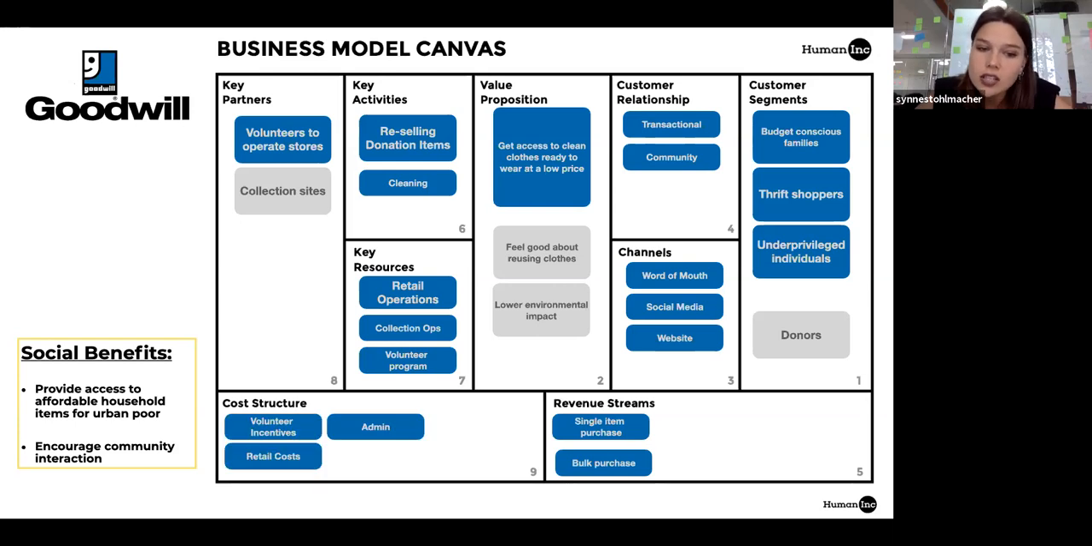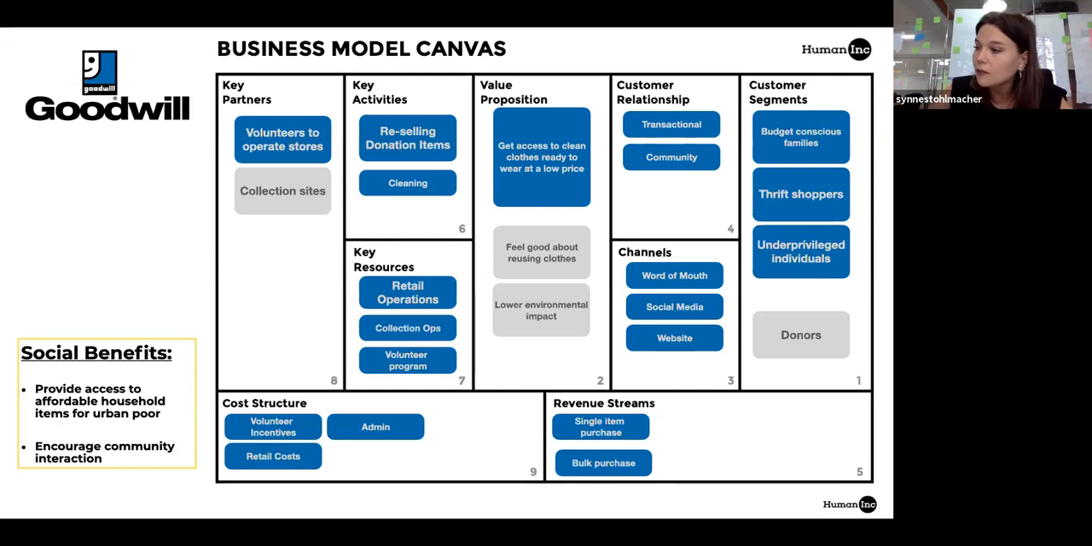In terms of their cost structures, they do have some volunteer incentives. They also have retail costs because they have a lot of stores, and they also have admin costs overall. Social benefits is, of course, providing access to affordable household items for the urban poor, and then also encouraging community interaction. And there's a third one as well, which is environmental friendliness and taking clothes away from the landfills and adding it back into the economy instead of throwing it away.